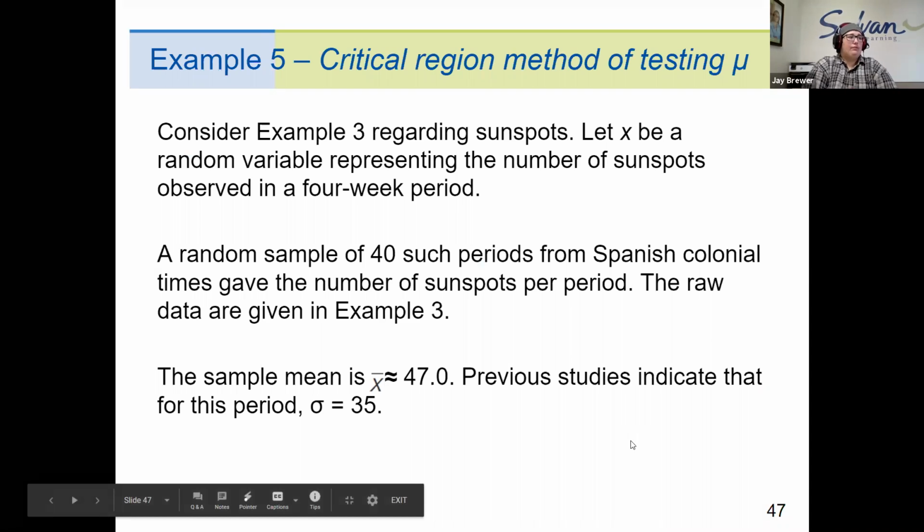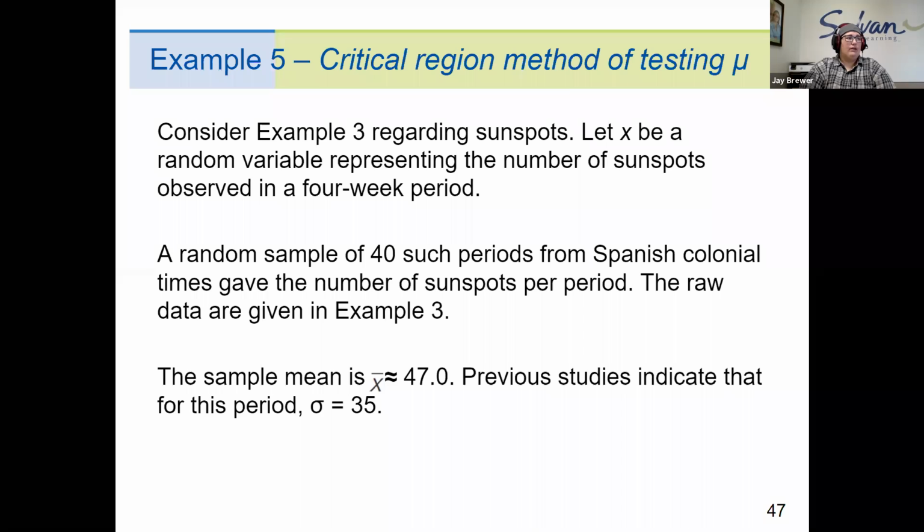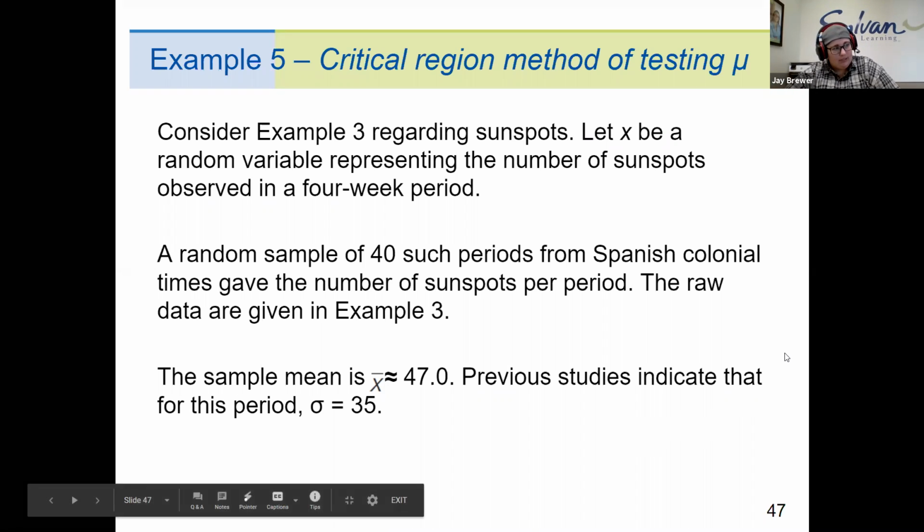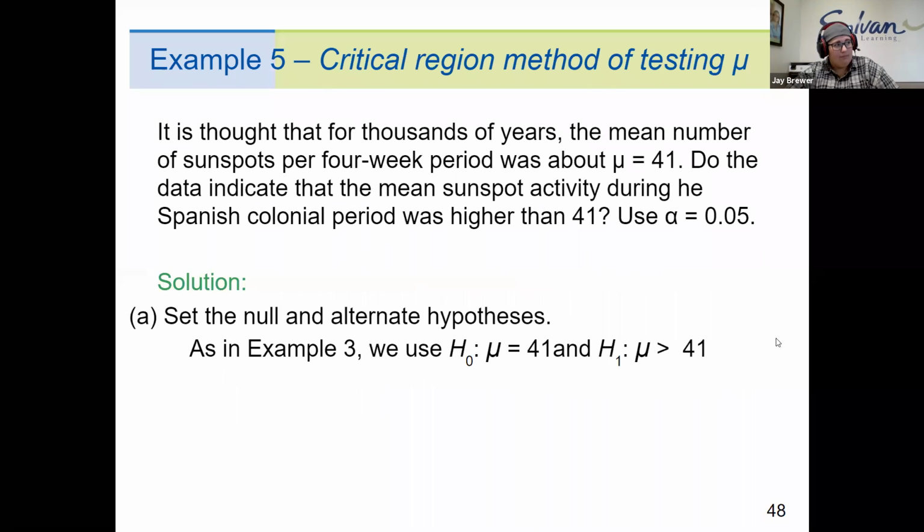Here's an example. Consider example 3 regarding sunspots. Let X be a random variable representing the number of sunspots observed in a 4-week period. A random sample of 40 such periods from the Spanish colonial times gave the number of sunspots per period. The raw data are given in example 3. The mean was 47.0, and previous studies indicated that for this period, sigma was equal to 35. It is thought that for thousands of years, the mean number of sunspots per 4-week period was about 41.